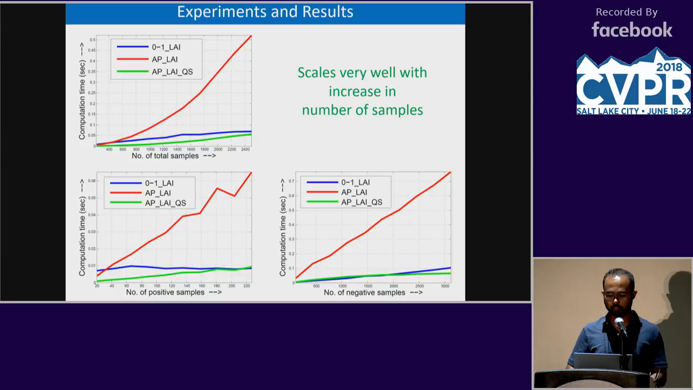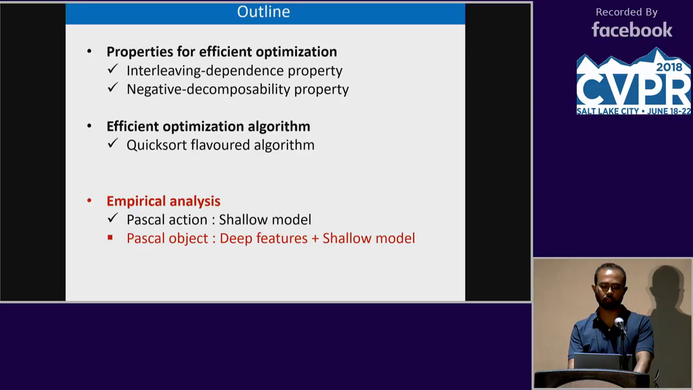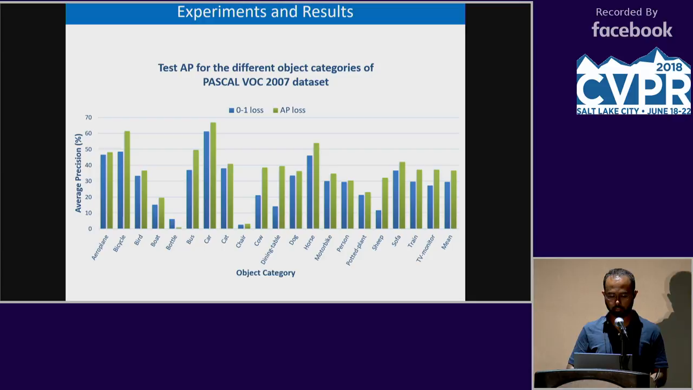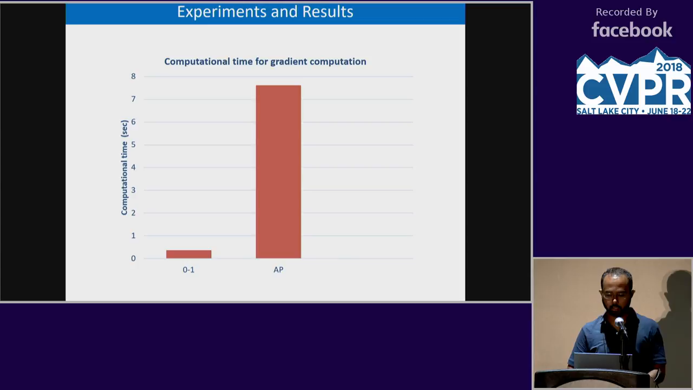Further, we use our method to train weakly supervised object detection models on the Pascal VOC data set. Again, we see that optimizing rank-based loss functions like AP loss leads to consistent improvement across classes with a mean improvement of greater than 7%. And again, while the baseline optimization algorithm would have led to heavy additional computational time, using our quicksort flavor algorithm leads to a computational time that is more or less comparable to that of the 0-1 loss.